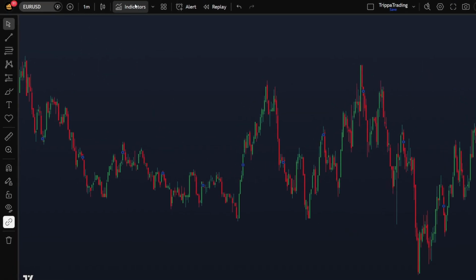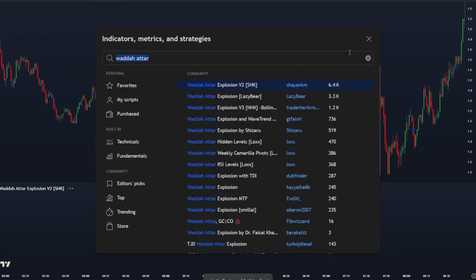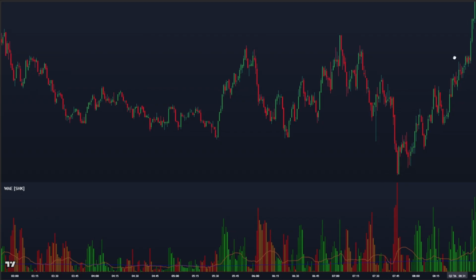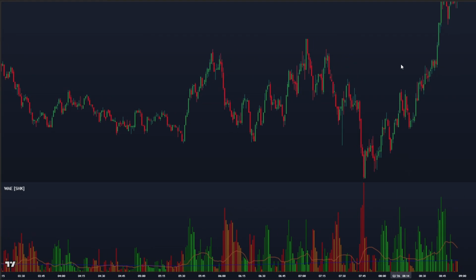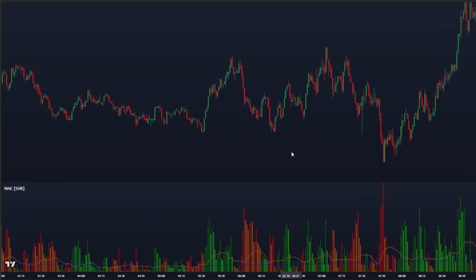Third, search Veta Explosion Vive 2 by Xian KM. This one lives below your chart, and it's doing something the first 2 aren't. It's measuring momentum and volatility together on a very short horizon, which is exactly what scalping is. You're not predicting where price goes next week. You're trying to be in the trade the moment volatility wakes up. There are 3 things to read here.